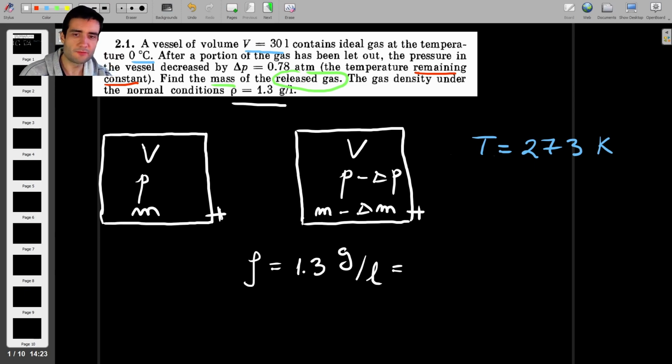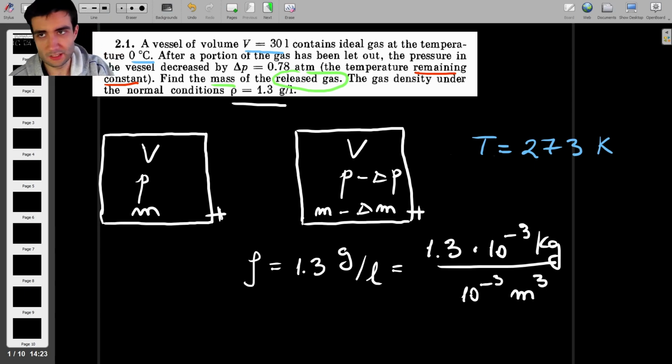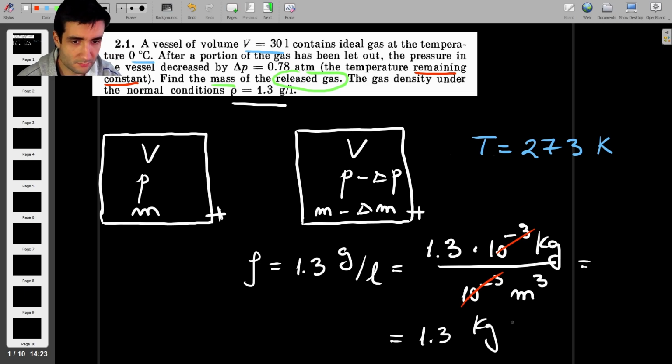And I would also convert this to kilograms per meter cubed because I think this is slightly more useful. So that would be 1.3 times 10 to the minus 3 kg, and 1 liter is 10 to the minus 3 meters cubed. So we can cancel out the 10 to the minus 3's, and we end up with exactly the same thing. So 1.3 kg per meter cubed.